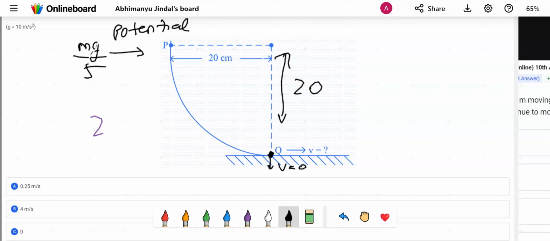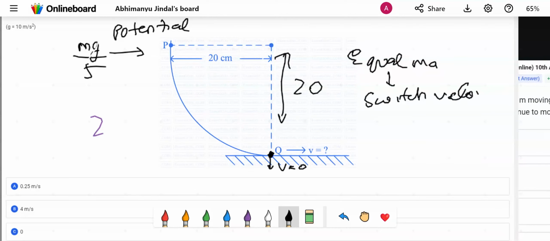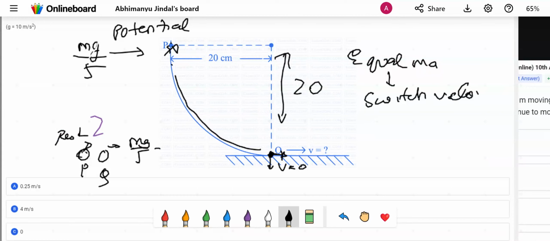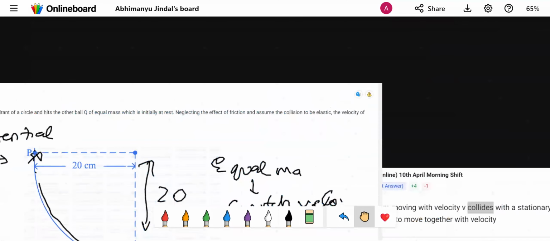When equal masses collide, they switch velocities. I just discussed it. So if this one is at rest initially, now when this hits, it's going to come to rest. So the after scene is going to look this way. This is going to be at rest afterwards, and mg by 5 energy is going to go to this one. So it's going to have 2 meters per second speed. So the answer is D.